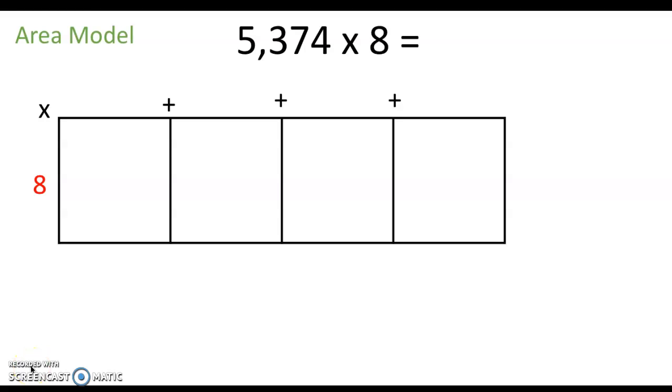5,374 times 8. We're going to make sure that our box has 4 spots for our four place values. Then we're going to put our 8 on the side and do the expanded form of 5,374, which is 5,000 plus 300 plus 70 plus 4.